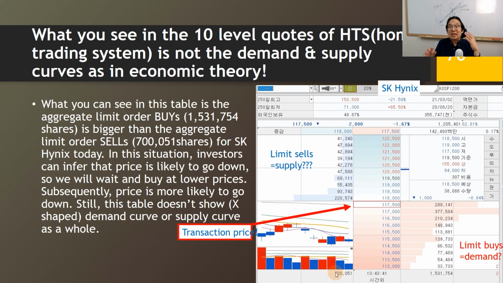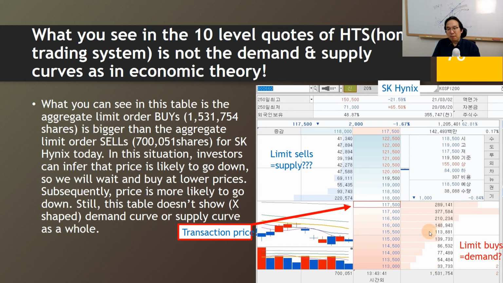If you insist that these are the true demand and supply curves, then demand is more than two times bigger than supply. But wait, I'm not saying that is true. Demand is bigger than supply, then what should happen? Wouldn't the price increase because demand is higher? But here's an important but. Typically, what investors find in this kind of situation is that the price is more likely to go down. Why?